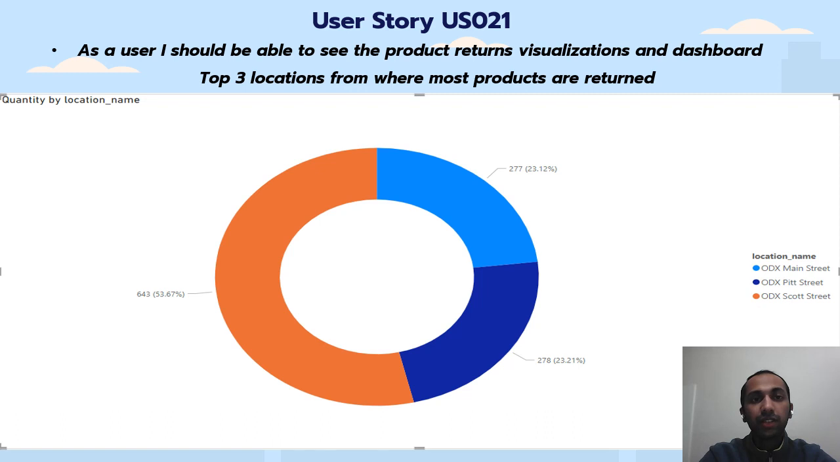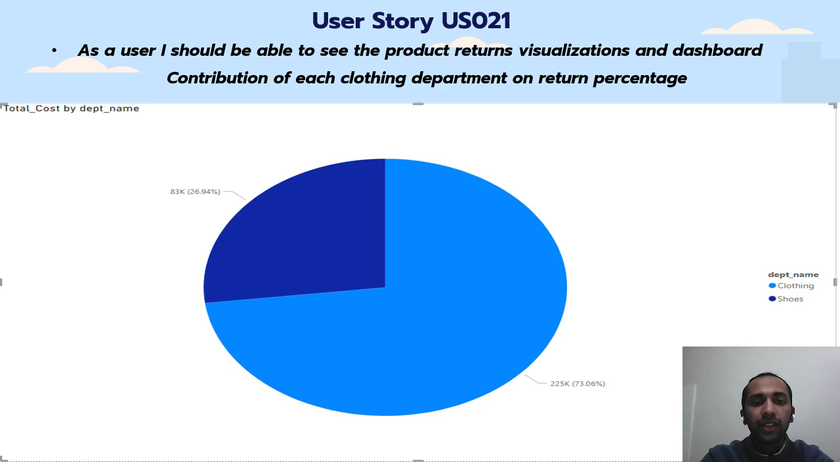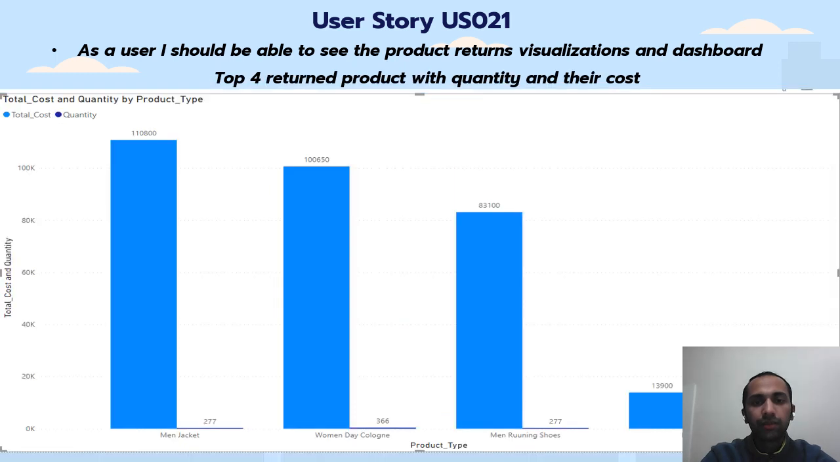This is the visualization for the top 3 outlets from where the products are returned. The top 3 outlets for most product returns in ascending order are ODX PT Street, ODX Main Street and ODX Scott Street. This is the visualization for the contribution of each clothing department on return percentage. So the total contribution of the clothing department is 73% and the total contribution of the shoes department is 26%. So we can conclude that there are more returns in apparel and clothing than shoes.